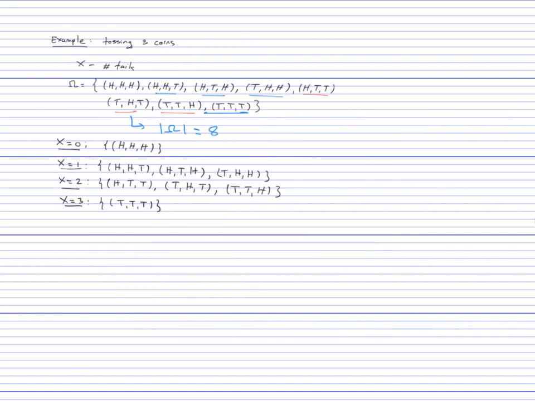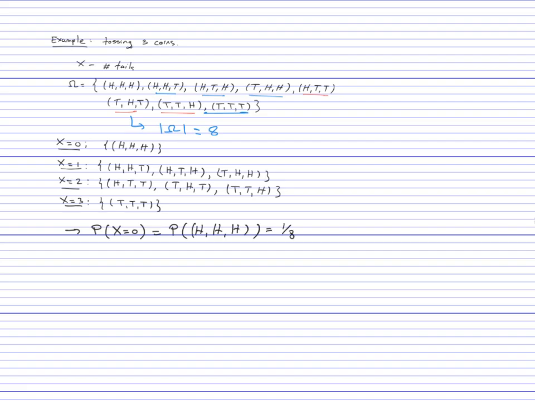Now, I'd like to talk about computing probability of random variables. Suppose that I ask you, what is the probability that X equals 0? Asking that is equivalent to asking, what is the probability that we get heads, heads, heads? So we can write that. If you think about it, that's one option out of 8. It's a uniform sample space, and therefore the probability is 1 over 8.